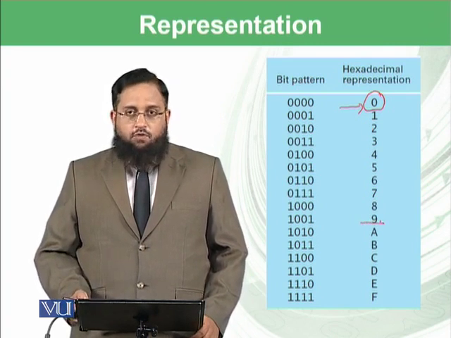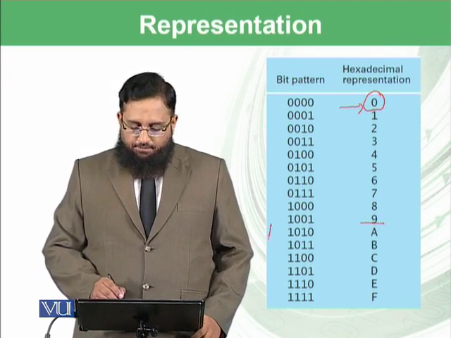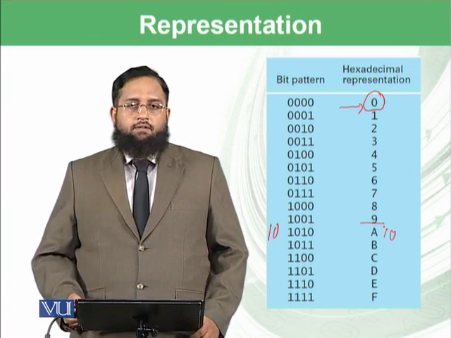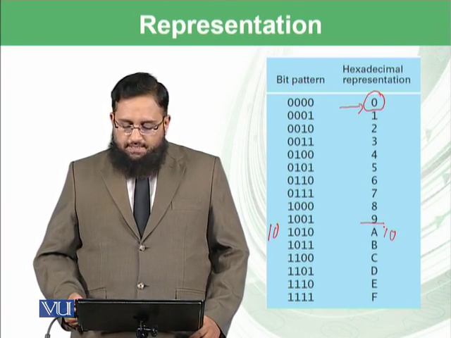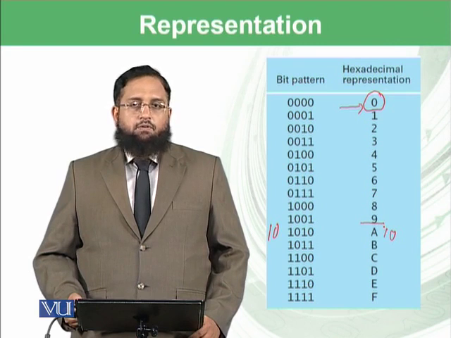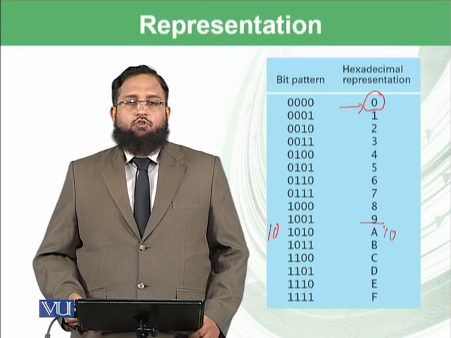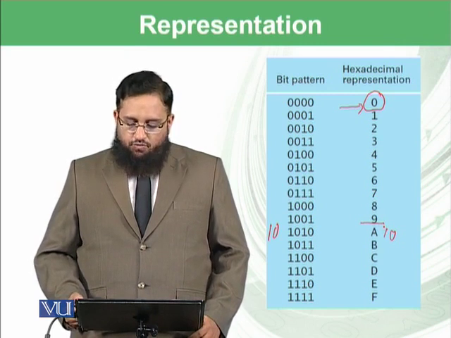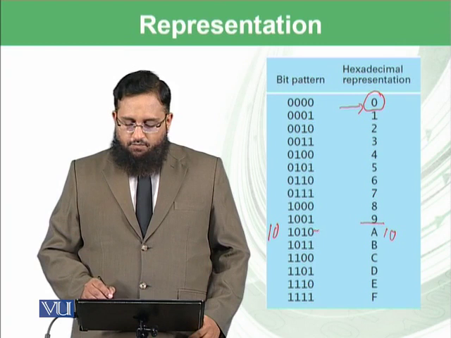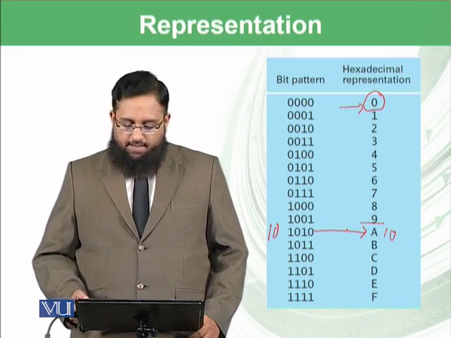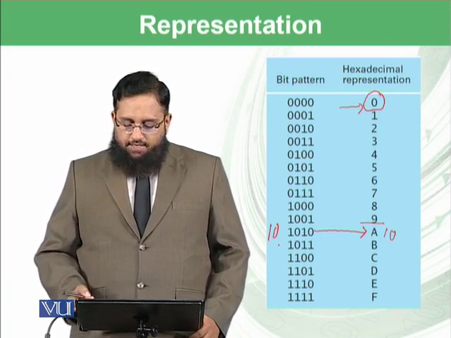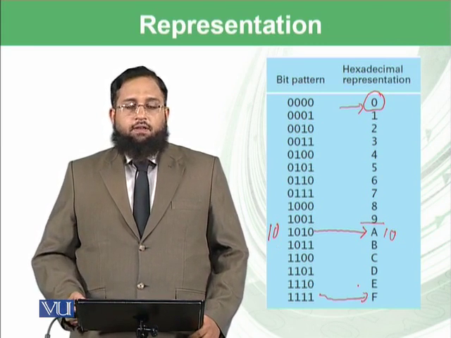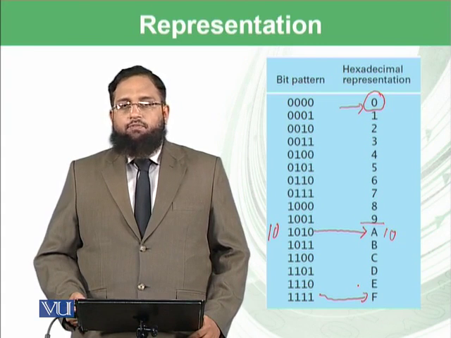After that we have 1010, which is basically 10. But if we write 10 here, then we are not going to save 1 symbol in hexadecimal notation. So that was our motivation, that for each bit pattern there should be only 1 symbol. So we cannot write 10 here because these would be 2 symbols. Therefore we have translated 1010 to the symbol A, and similarly 1011, which is 11, is translated to B, C, D, E, F, and this is the maximum bit pattern 1111, which is translated to the symbol F.